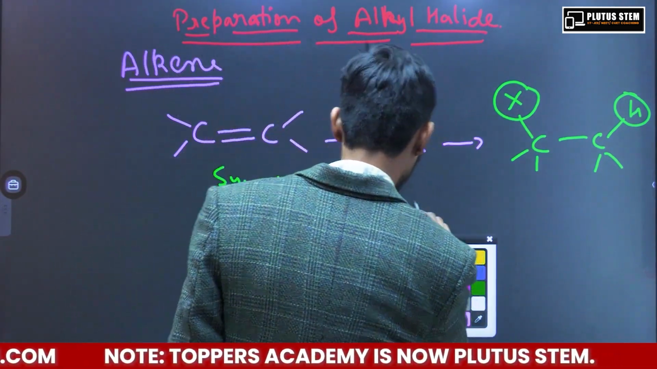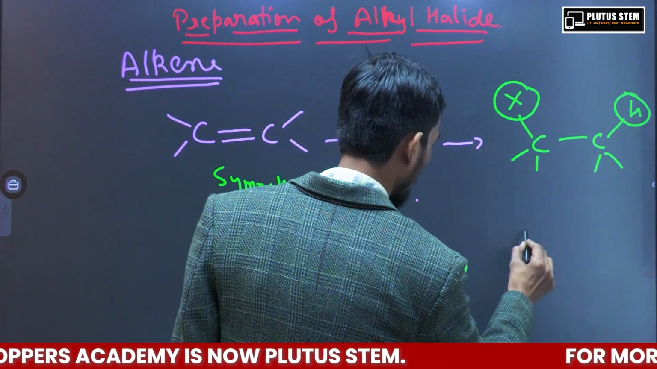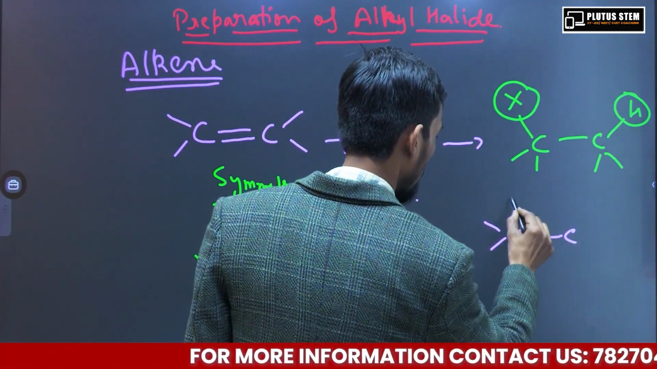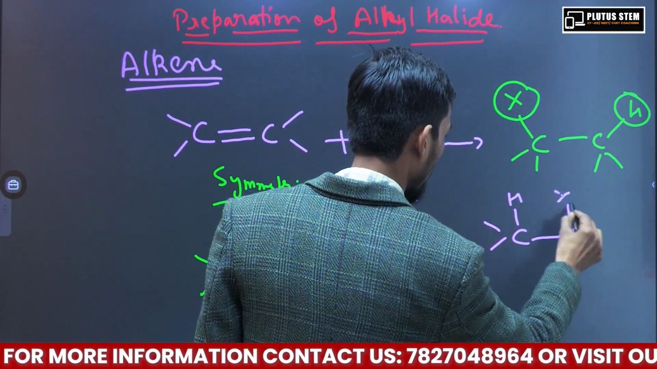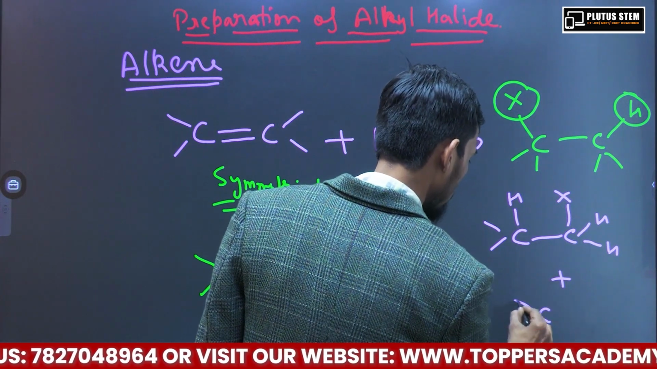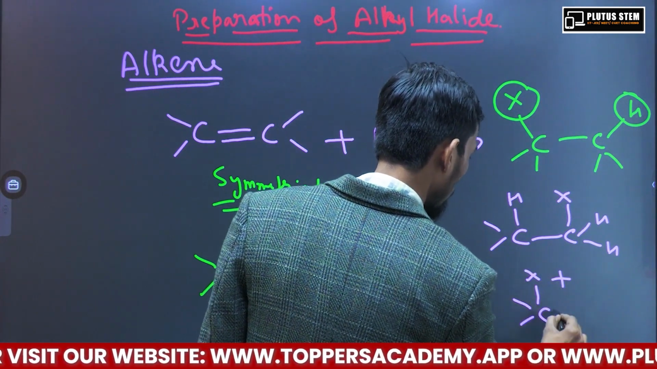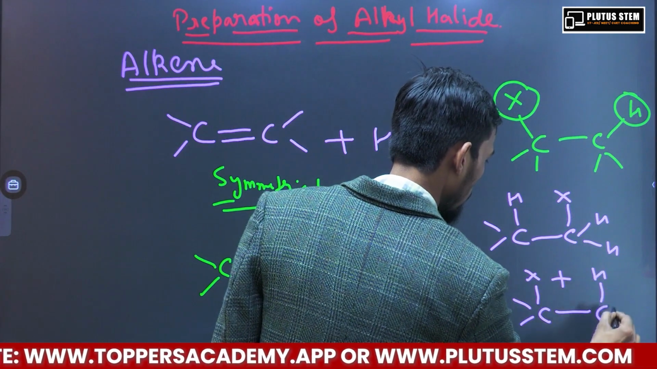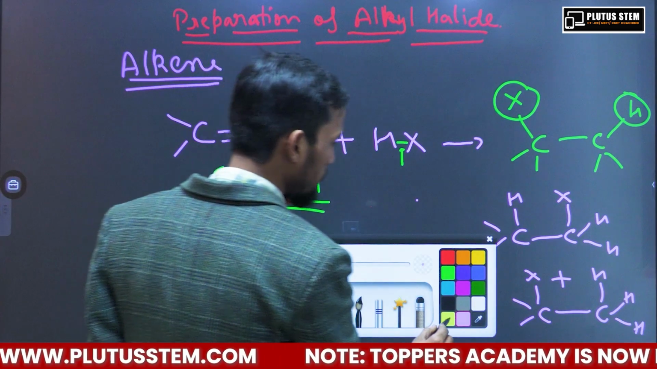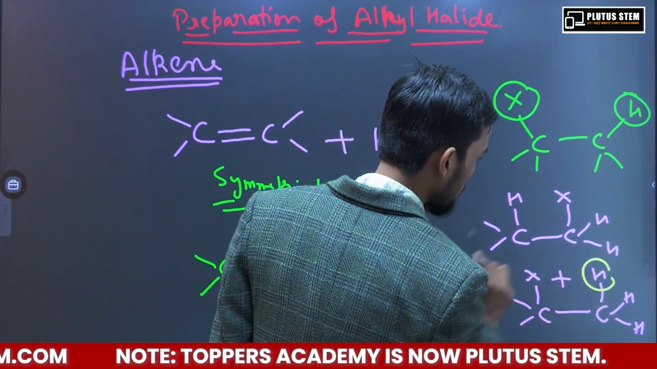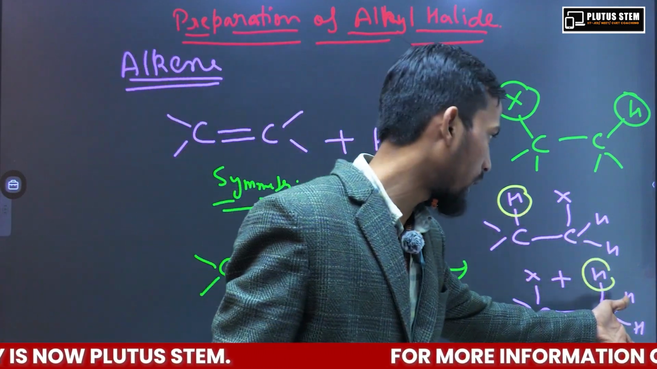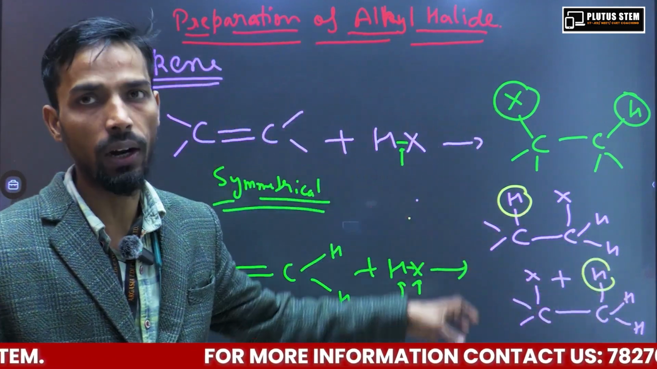The two possible products will be like this: hydrogen over here, halogen there. Another possibility will be halogen on this side and hydrogen on this side. So you can see there are two possibilities: hydrogen at this side and hydrogen at this side. Hydrogen where more number of hydrogens are there, and hydrogen where less number of hydrogens are there.